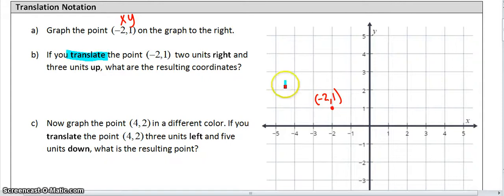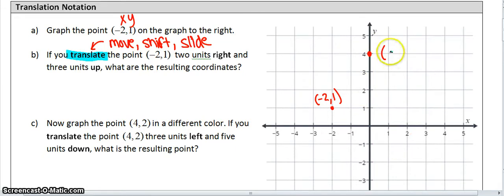So if I move this point, translate is another word to move, or some people say to shift, and other people say to slide. So you're taking that and you are going to move it 2 units right and 3 units up. If I want to go to the right, I'll go 1, 2. If I want to go up, I'll have to go up 3, 1, 2, 3. I would be right here. And the coordinates of this, well, I'm moving 0 on the x because I'm not going left or right, and I'm going up 4.